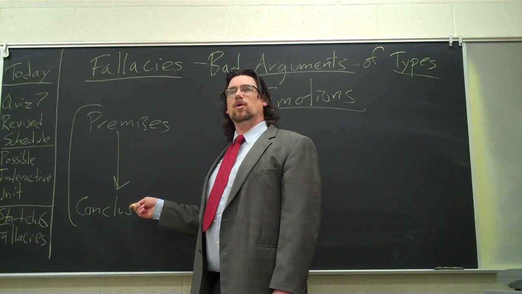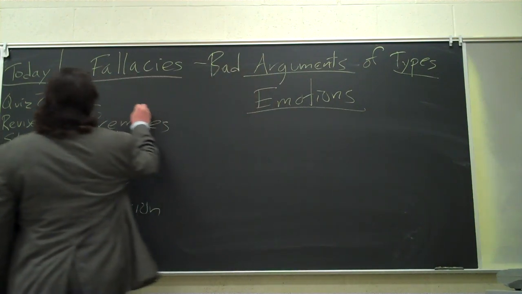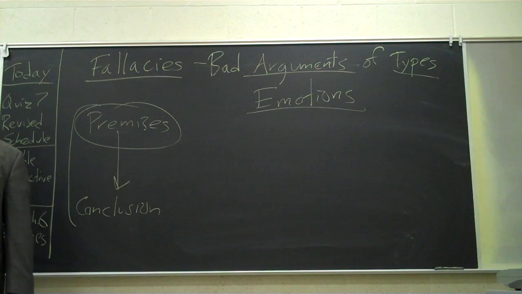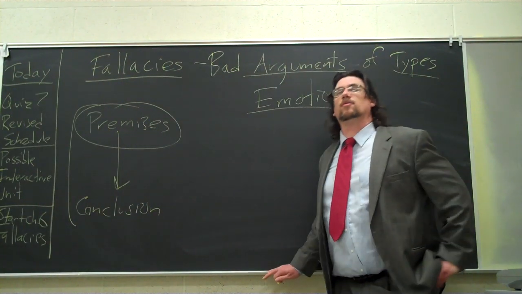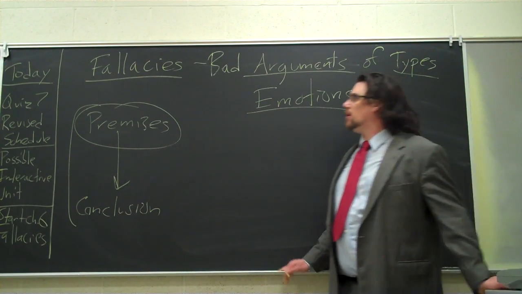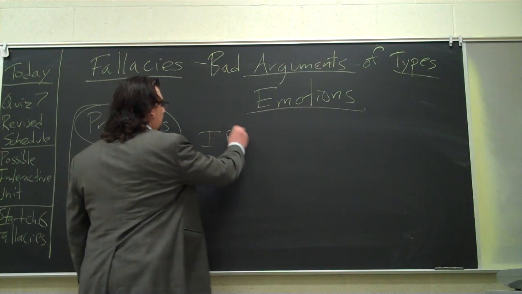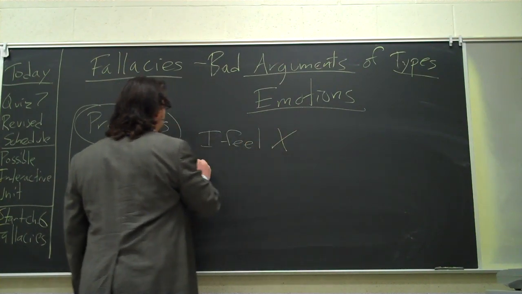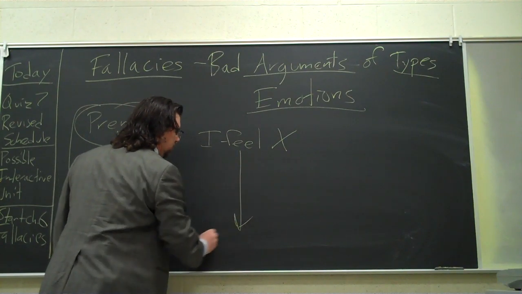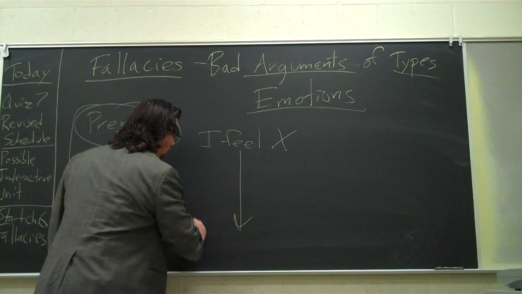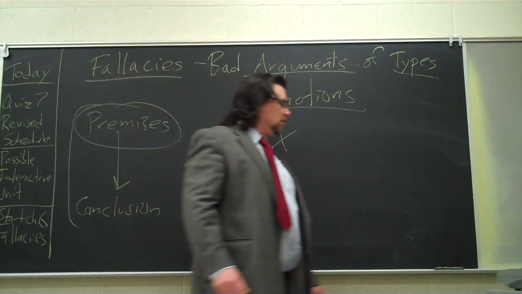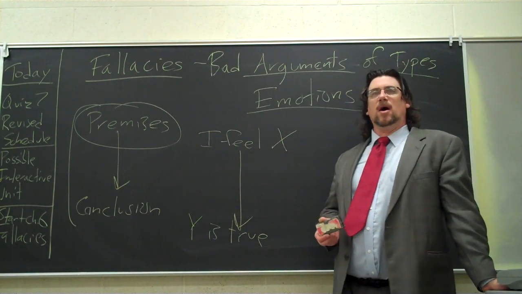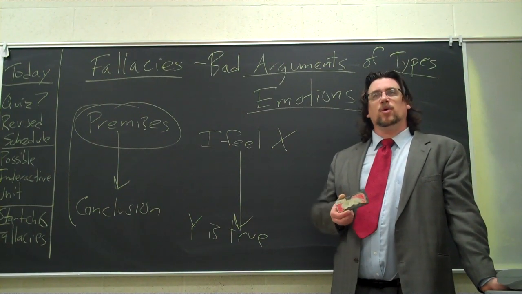So how do emotions work in terms of arguments? Well, they're going to come in somewhere in the premises. They may be implicit or they may be explicit. So if you think about arguments from emotion, and we're going to look at a whole bunch of different arguments from emotion, what is their basic structure? Well, here's one example. I feel X. And if we want to be very simple about it, therefore, Y is true. So I feel angry about not having a job, therefore we should vote Barack Obama out.